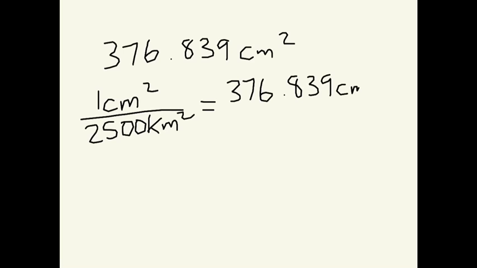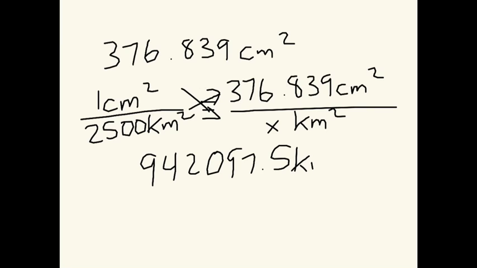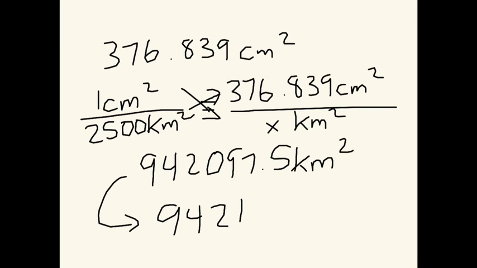376.839 centimeters squared on the map. And we're trying to find the actual area in kilometers squared. So you cross multiply this, and what you're going to be left with is 942,097.5 kilometers squared. And it says here to the nearest 100 square kilometers, so that's going to be 942,100 kilometers squared.